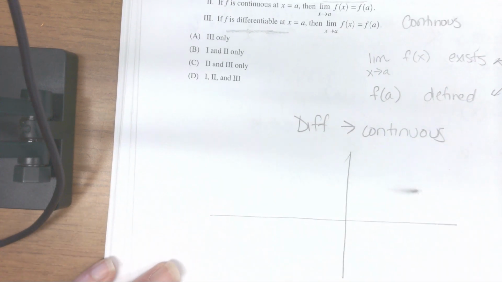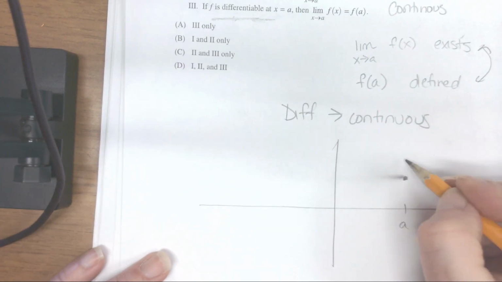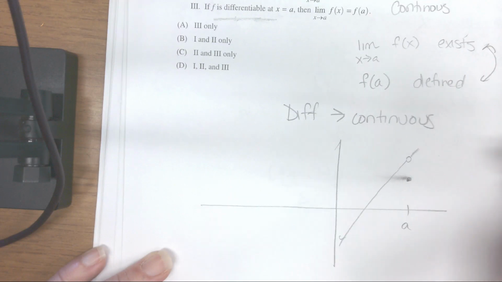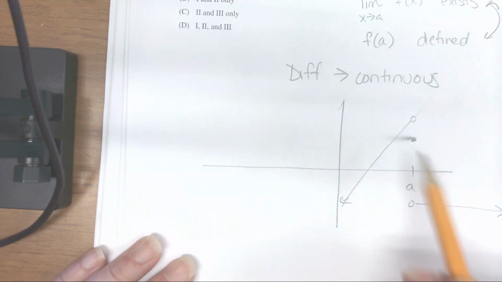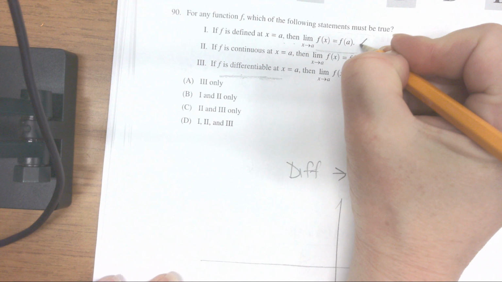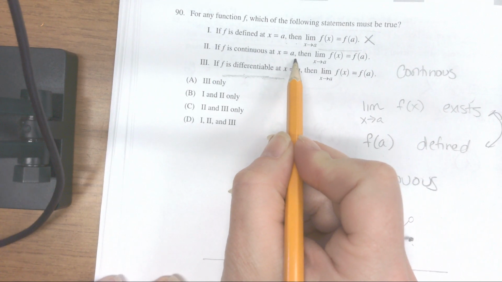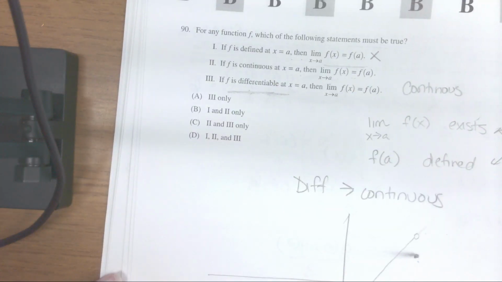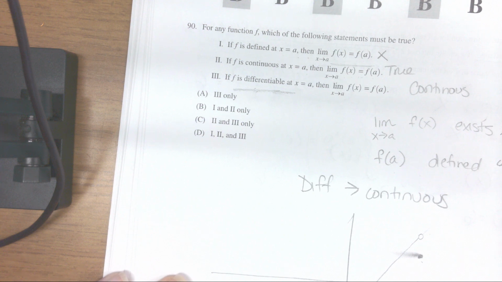Can I draw a graph for you? Here's A. Here's a point defined at A. Here is a graph that would make that not true. The function's defined. That doesn't mean anything about its limit. So that does not have to be true. Okay. If f is continuous at x equals a, then the limit as x goes to a of f of x equals f of a. Yeah, that's true. That's one of the three things that has to be true.